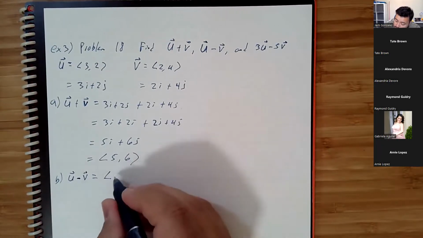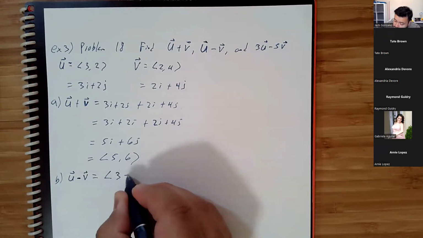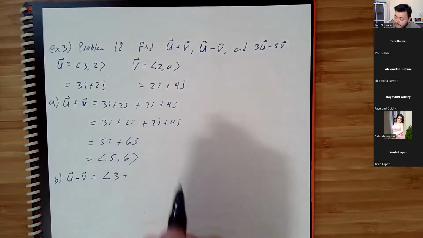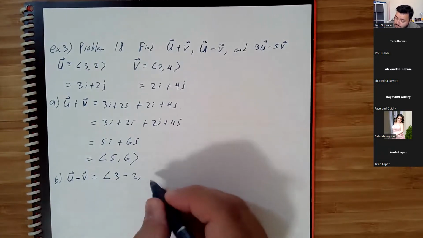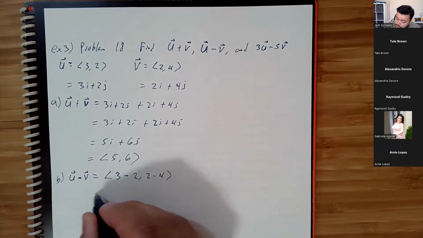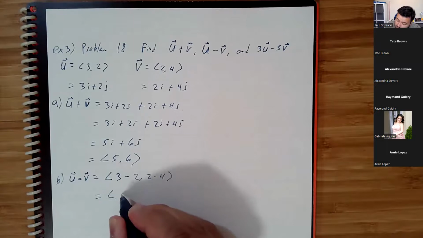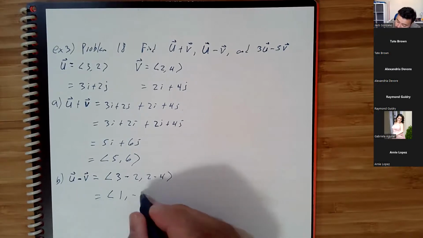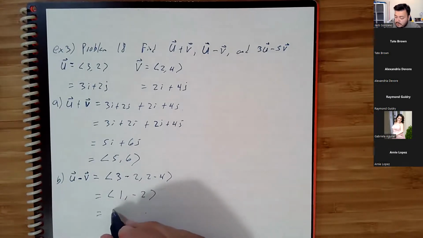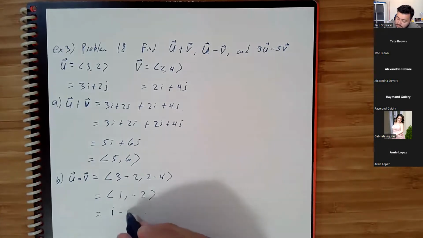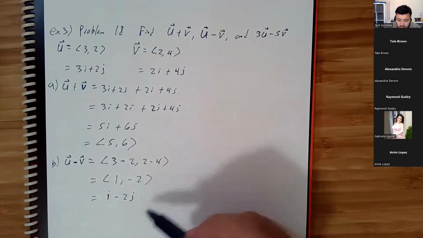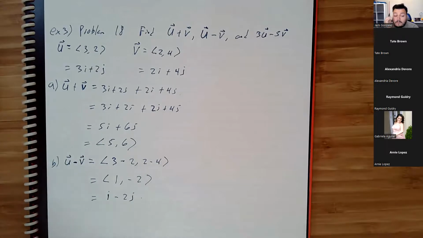You could simply do this: u minus v. Take the i of the first one and the i of the second one, the j and the j. So that will be 1 comma -2, which is the same as a single i minus 2j. So see how I can use either one, it doesn't really matter.